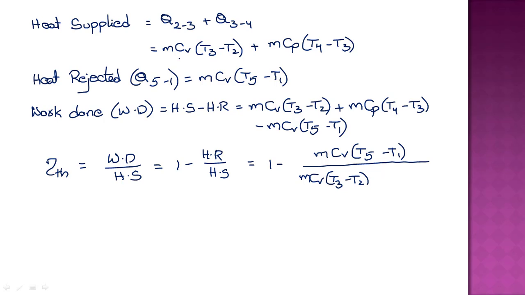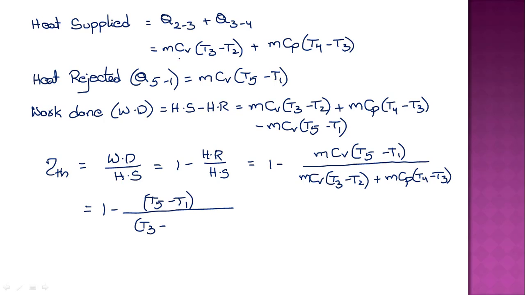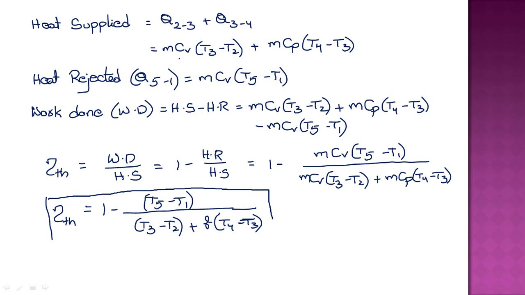So this can also be written as 1 minus (T5 minus T1) divided by (T3 minus T2) plus gamma into (T4 minus T3). So we know that Cp by Cv is gamma, which is the ratio of specific heats or adiabatic index. So this is the formula for thermal efficiency in terms of temperatures.